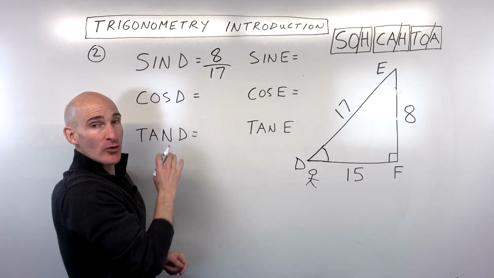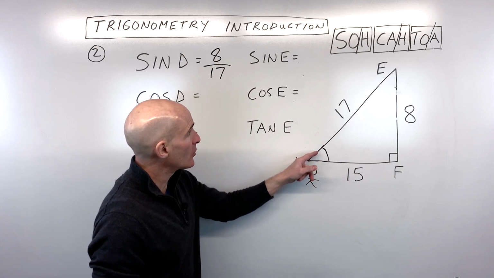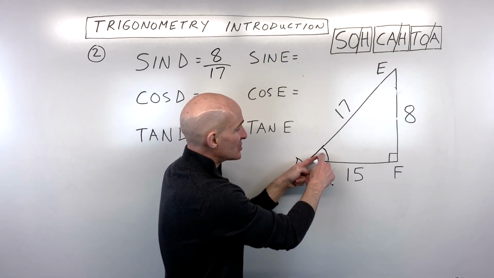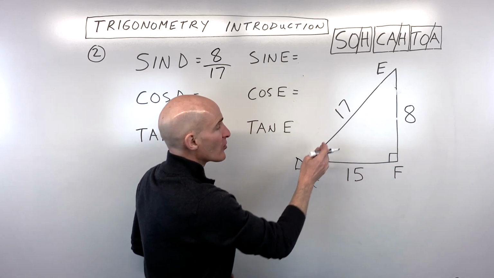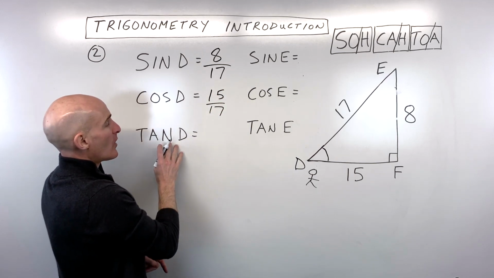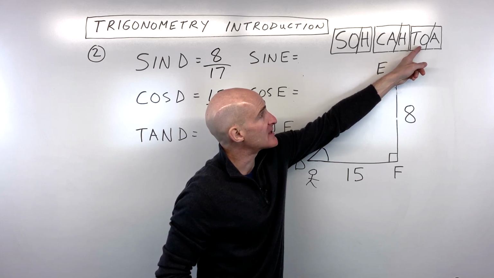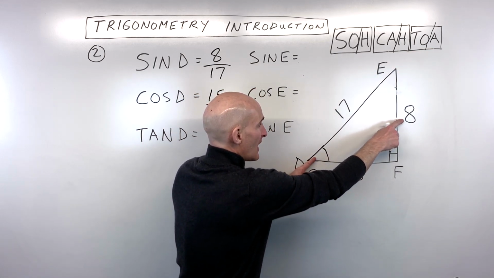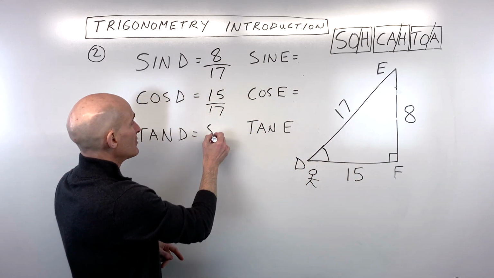Now, if we want to do the cosine of angle D, again, we're over here at this vertex, angle D. Cosine is the ratio of the adjacent side over the hypotenuse. Adjacent means next to, that's 15, and the hypotenuse is the one across from the right angle, that's 17. And if we want to find the tangent of angle D, we're going to use the TOA acronym, and that's the opposite side over the adjacent side. So from angle D, opposite would be 8, adjacent would be 15, and you've got it.